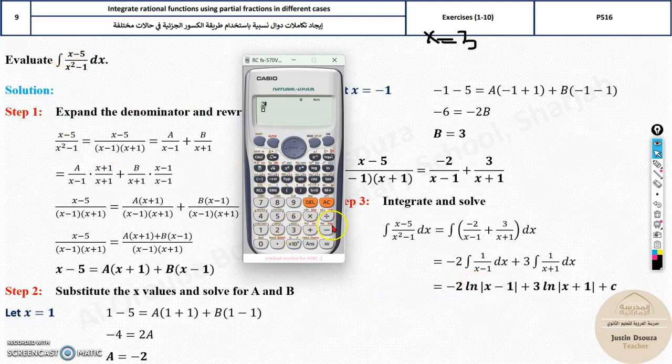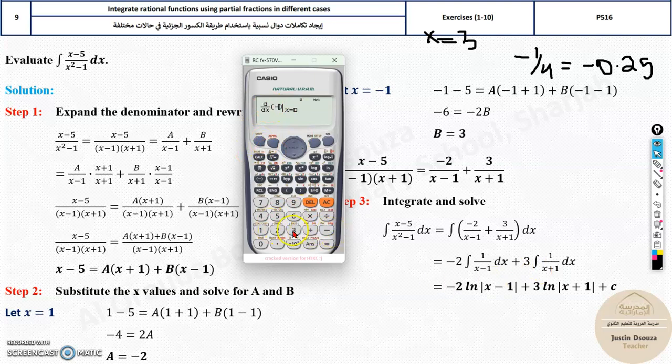Now, instead of x, I put 3 minus 5 divided by 3 square minus 1. And what is the answer? I got negative 1 by 4. That is equal to negative 0.25. So this is the answer. You can check.